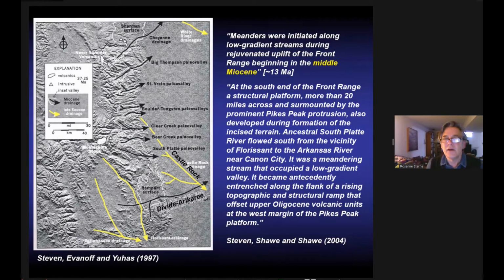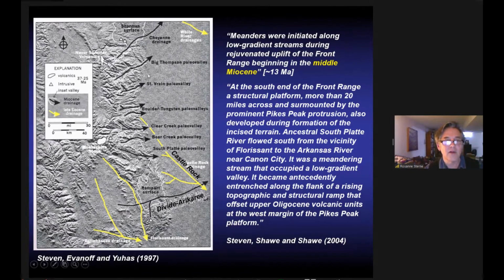But we have a couple publications from him that address this. One is with Evanoff and Uhas from 1997 from RMAG, and what he's showing here are a couple ages of drainages. So we're going to visit the Castle Rock drainage with the Castle Rock conglomerate, which goes from Clear Creek down to Calhan. We're going to visit the old Terriel South Platte system, which goes through Florescent, and these are thought to be upper Eocene drainages, the ones in yellow. And then, as Cal mentioned, we've got this divide Arickaree drainage, which appears to be younger, and we'll talk about the possible ages for that. So keep these three drainages in mind.